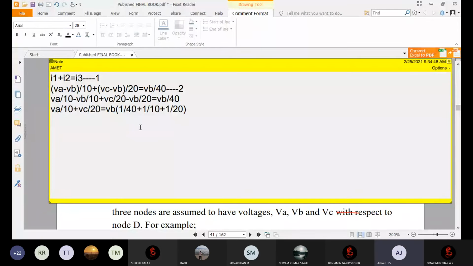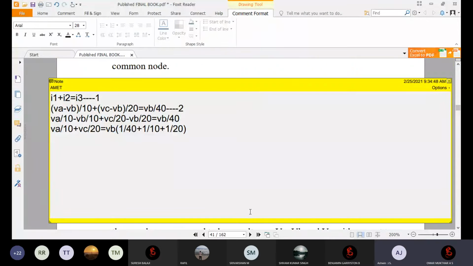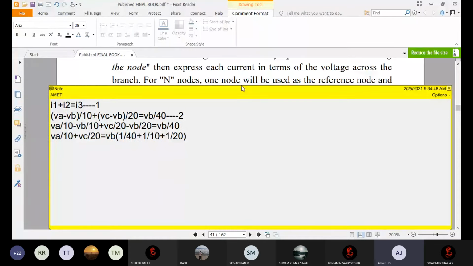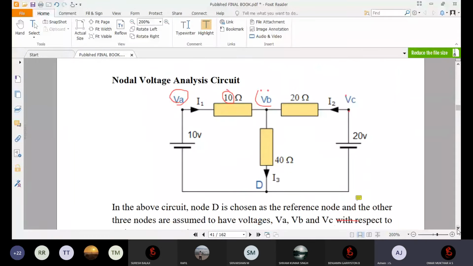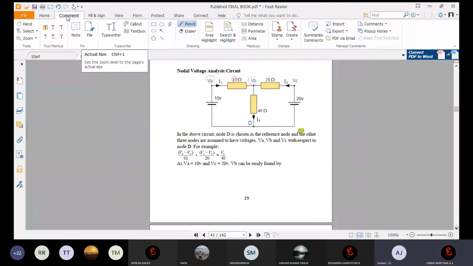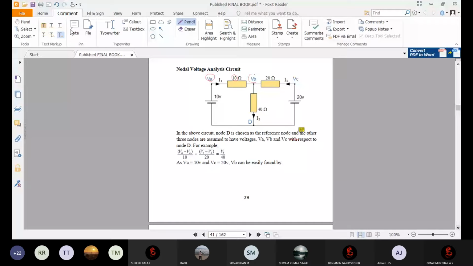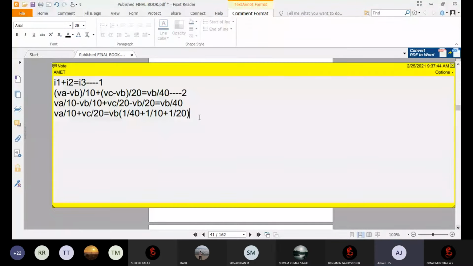Now according to this, what is your VA? I will show the circuit diagram. VA is 10 and VC is 20. So I will substitute here: 10 by 10.